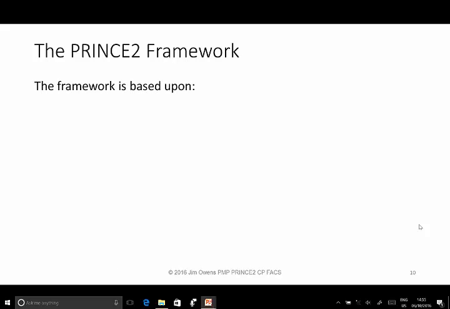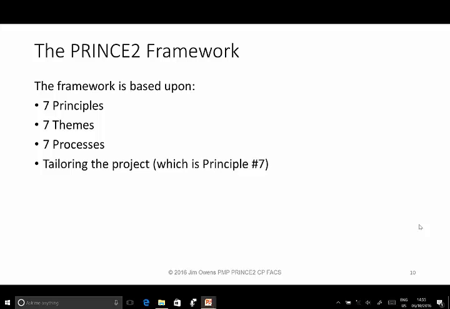As previously stated, the framework is based upon 7 principles, 7 themes, 7 processes, and tailoring the project. And tailoring the project is actually principle number 7.